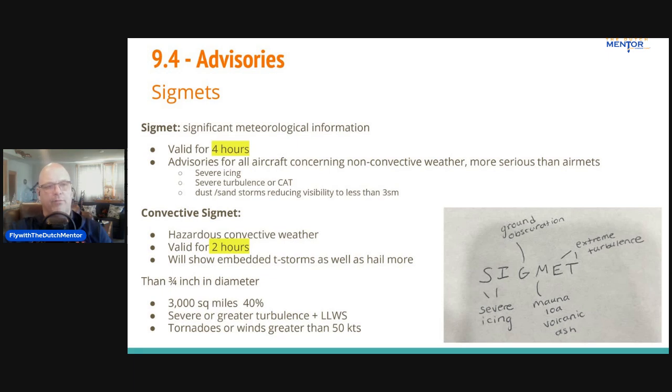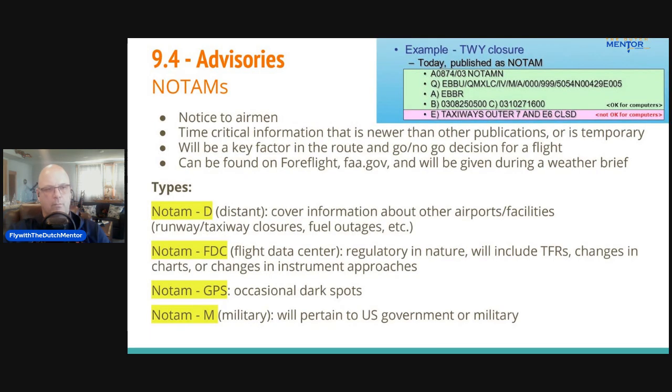SIGMETs are valid for 4 hours. Convective SIGMETs are valid for only 2 hours. You can see the significance of that, right? One is an advisory for all aircraft, while the other one is truly a hazardous situation with embedded thunderstorms as well as hail, which can be very detrimental to flying.